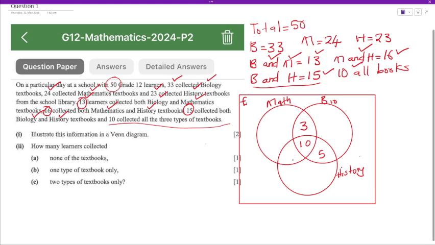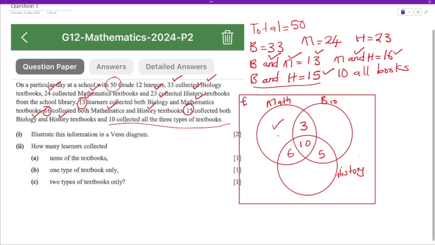So math intersecting with history, which is this information right there. It's a bit jumbled, but I hope you're following. So math intersecting with history is that one, and that region should have 16. We already have a 10 here, so we subtract 10 from 16 to give us the value to put right there, which is a 6. Once we are done with the intersections, that's when we go to these other regions. So now, how do you find the values to put in these other regions?